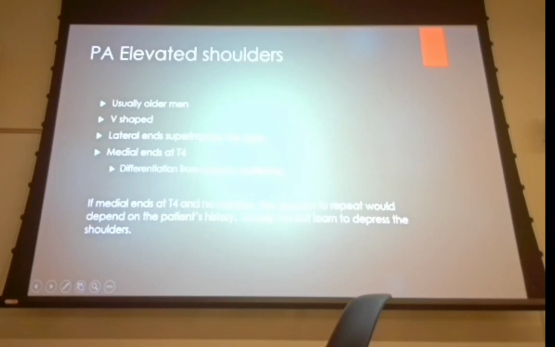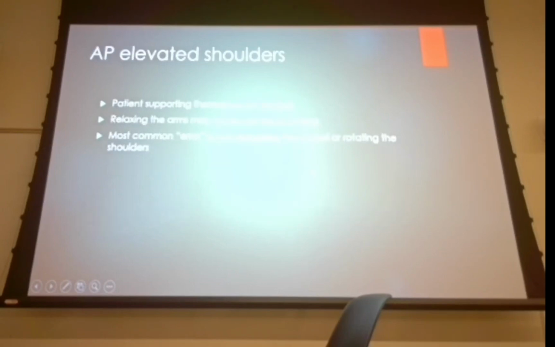So elevated shoulders, we just talked about that. If the medial end is at T4 and there's no rotation, and the outer portion of the shoulders just look elevated, then that's exactly what you've got there. If you get that big V shape, then that's what you've got going on there. Kyphotic patients, again, sometimes give you that V appearance in the clavicles. So what you're going to do is look where the medial end is. And if it's at T4, then that's what you've got going on as opposed to kyphosis.